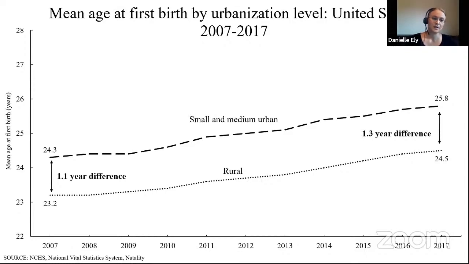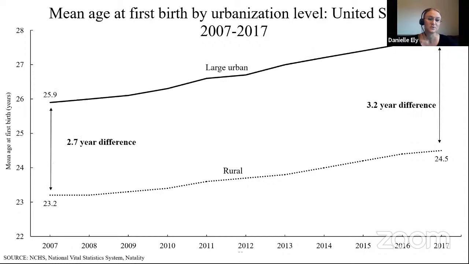So the difference in mean age at first birth, the gap in this widened over time. In 2007, there was a 1.1 year difference between rural and small and medium urban counties. And by 2017, there was a 1.3 year difference. There was also a greater difference between rural and large urban counties between 2007 and 2017. This gap increased by 0.5 years, from 2.7 year difference in 2007 to 3.2 year difference in 2017.